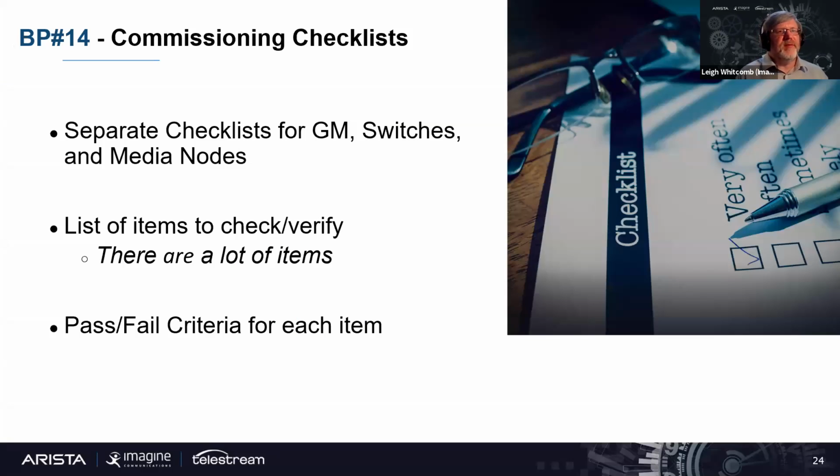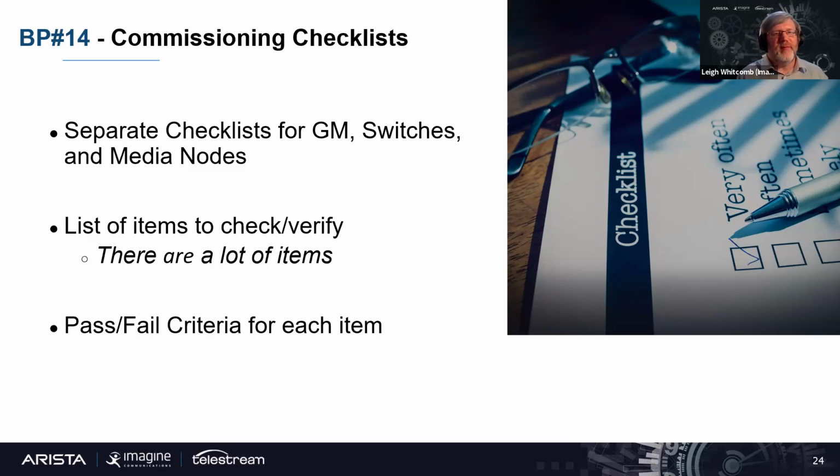So best practice number 14, a commissioning checklist. As you're doing your commissioning, you'll have separate checklists for the grandmasters, the switches, and the media nodes, because each of them has its own parameters and key things that you want to check. For a switch, the checklist will be a combination of both a grandmaster and a media node, because it effectively behaves as both. These checklists are quite long. There are a lot of things you want to check.